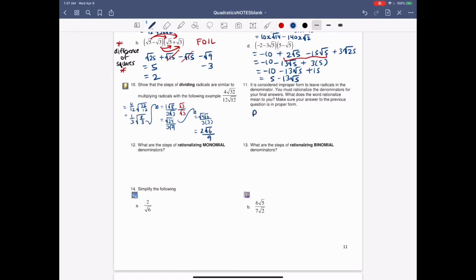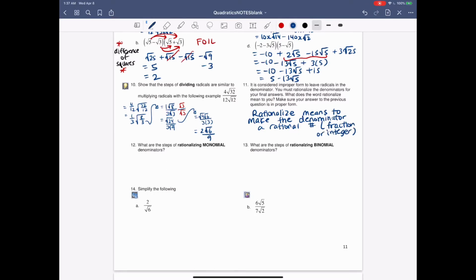So rationalize means to make the denominator a rational number. A rational number is a number that can be represented as a fraction. So we're dealing with a fraction or integer.